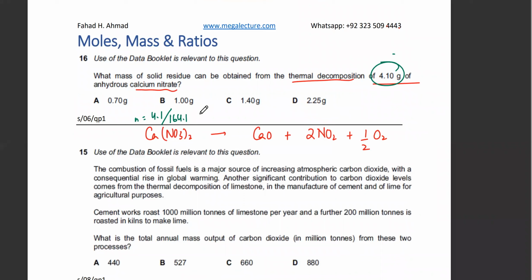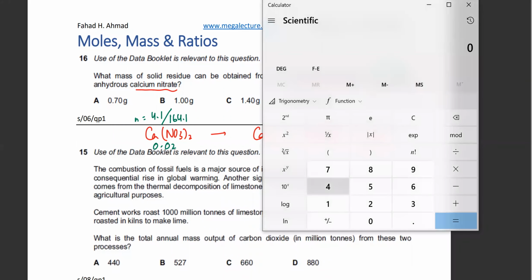How many moles do we get for this? Anyone, what are we getting for this? 0.025. Okay, so you're getting 0.025. Is it exactly that? 4.1 divided by 164.1. So that is coming out to be 0.0.